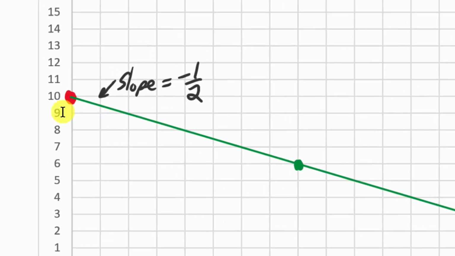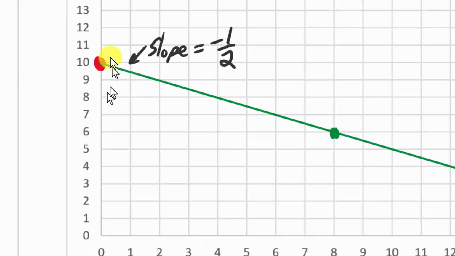Well, if we zoom in here, we can see that as we go over 1, we have to go down a half. Over 1, down a half. And that just comes from the fact that y's cost $20, twice as much as an x. And so if I want one more x, I would only have to give up a half of one of my y's to get the $10 that it's going to cost, right?